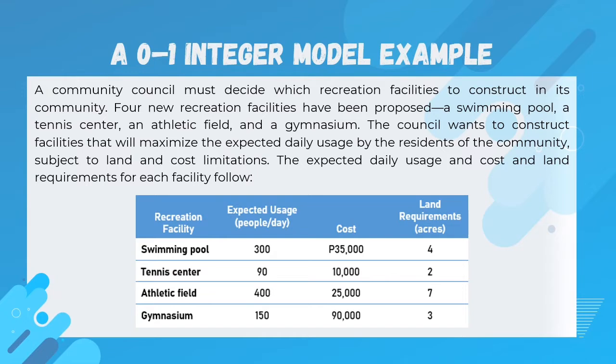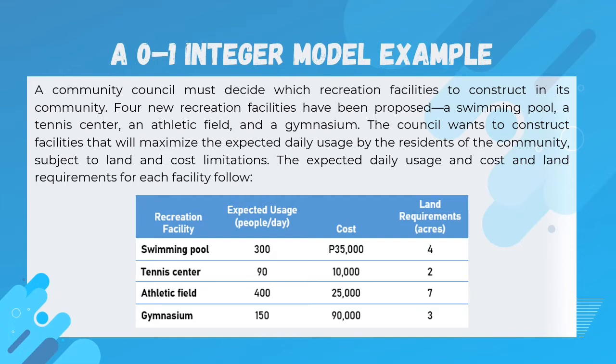So, this is the continuation of Chapter 5, Integer Programming. In this slide, I'm going to present a 0-1 integer model example. A 0-1 integer model allows for the selection of an activity or item, where a value of 1 indicates that the item is selected and a value of 0 indicates that it is not.